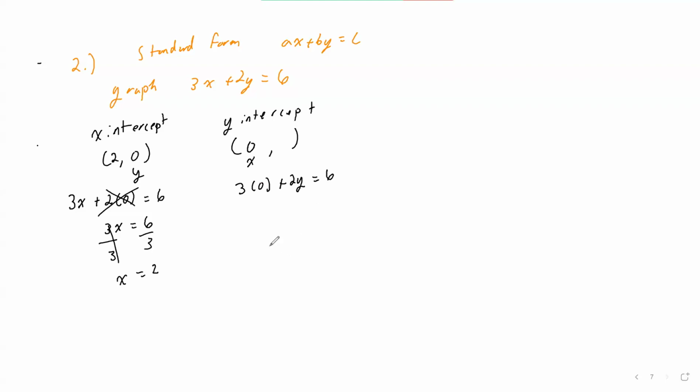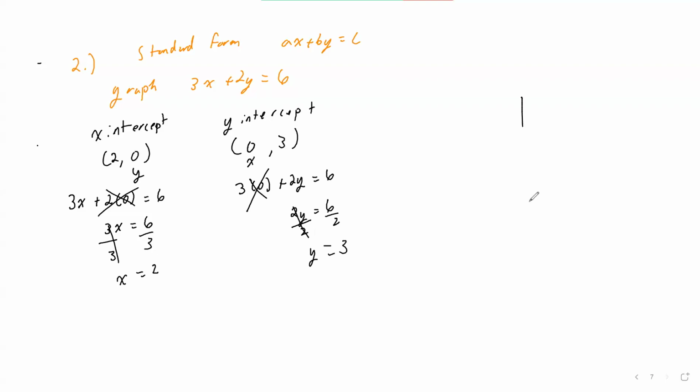So trying to evaluate this, what's 3 times 0? So I really just have 2y equals 6. So what would I do next? So 6 divided by 2 is 3. Now I have 2 points.